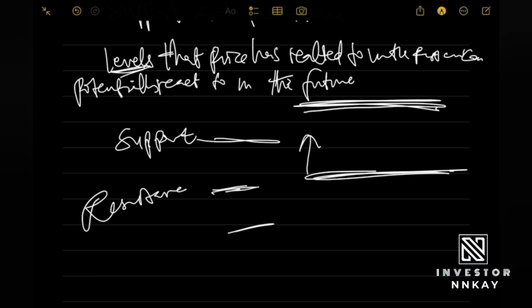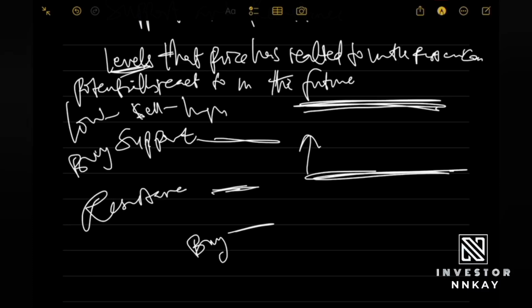When you're thinking of support and resistance, I'm trying to keep this as simple as possible. When you're thinking of support, just think of where you buy from. Of course, remember that you buy low and you sell what? High. You buy low and you sell high. So you buy from here and you sell from here.